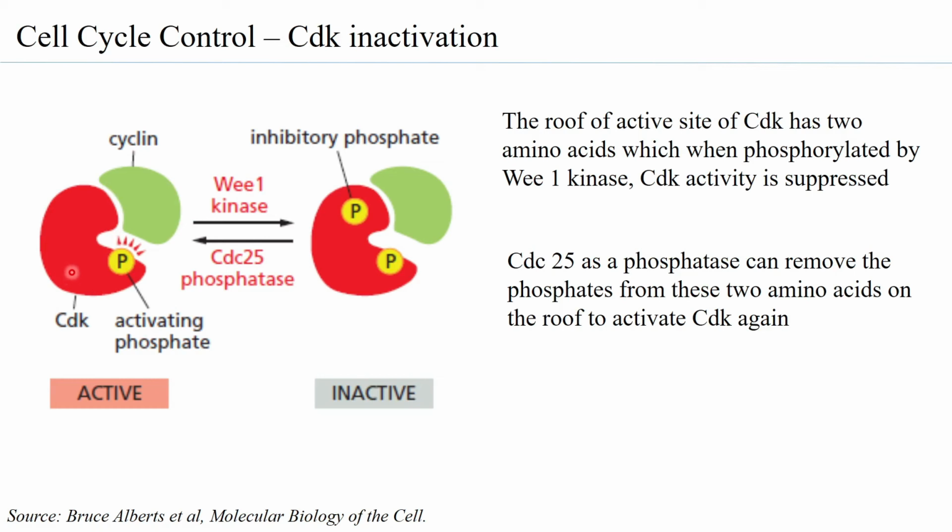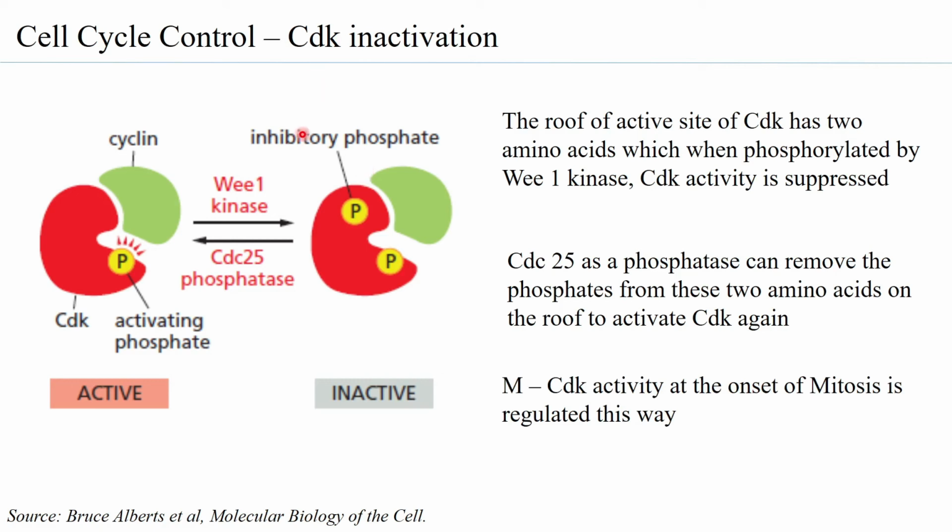So that is how even after the CDK becomes active, if there is a need to control its activity, it can be controlled. So when you want to stop it, Wee1 kinase can come and add the phosphates, inhibitory phosphates, and it can become inactive. But when again you want to get it active, then the CDC25 phosphatase has to remove those phosphates to make it active again. So once you have a certain cyclin binding to the CDK, again that cyclin CDK itself can be regulated. This happens with MCDK at the onset of mitosis. This is how MCDK is regulated.